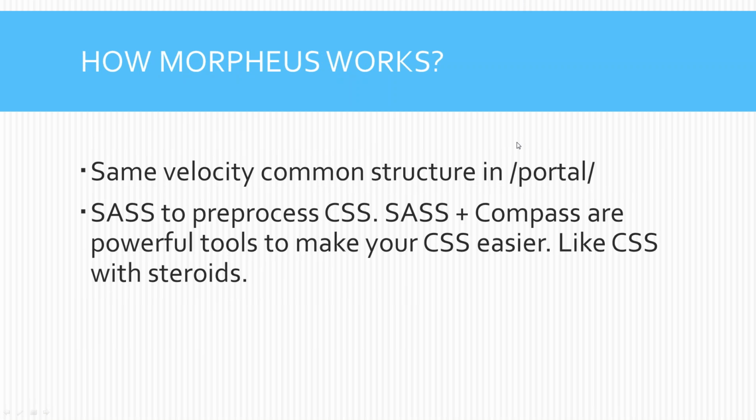How does it work? We're taking the same structure in the portal directory with Velocity, and with SASS and Ruby we make the CSS. We work with the skins. We also use with SASS a library named Compass, which provides us a lot of functions to make it easier to do our CSS. If you try SASS and Compass, I assure you, you will never use plain CSS again. And that is it.